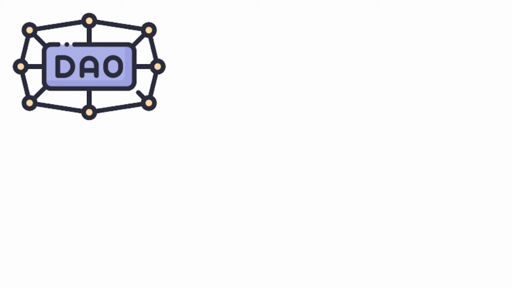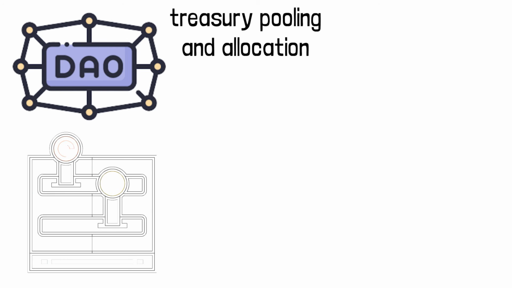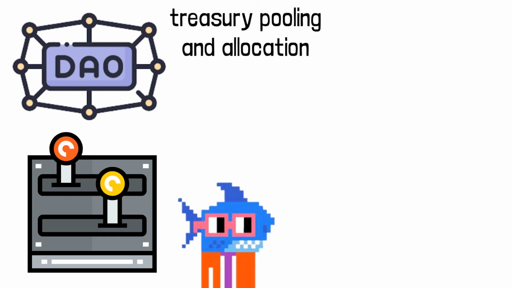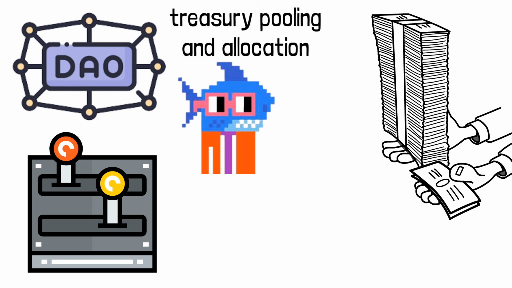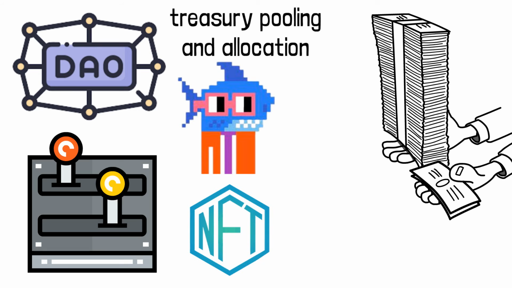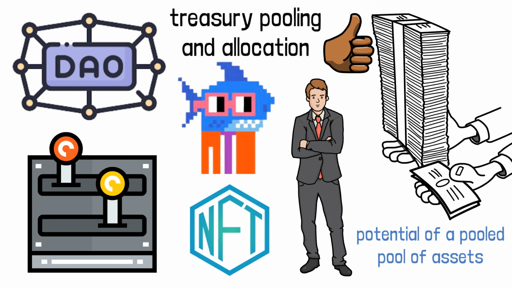Other DAOs are more concerned with treasury pooling and allocation than control over the protocol's technical elements. For example, SharkDAO operates primarily to enable the pooling of individual token holders' cash to acquire rare NFTs that would otherwise be out of reach for the average person. Thanks to this strategy, individuals can now take advantage of the potential of a pooled set of assets.